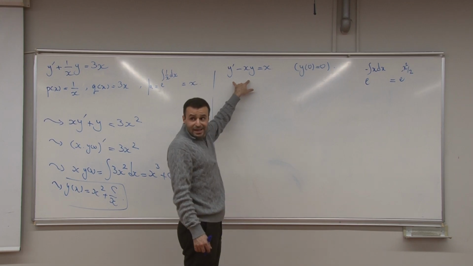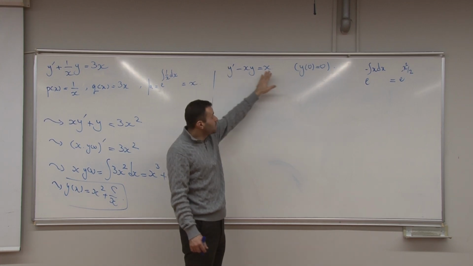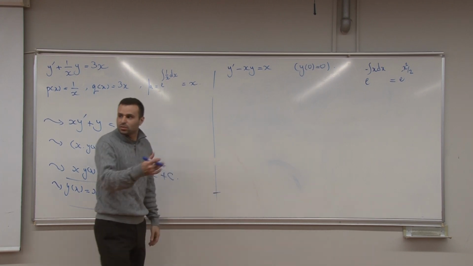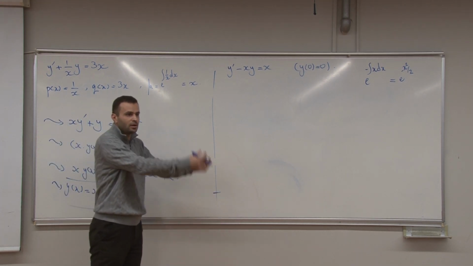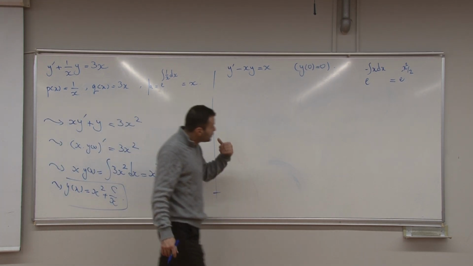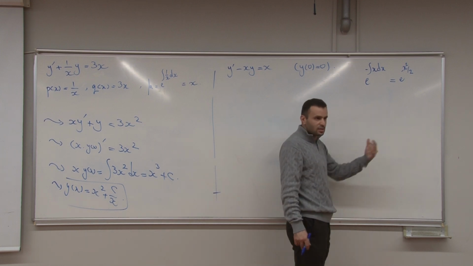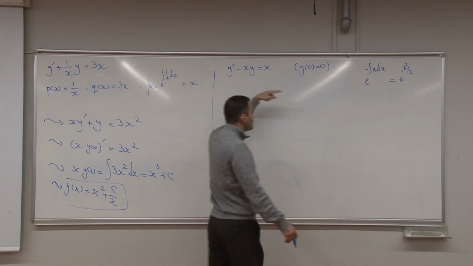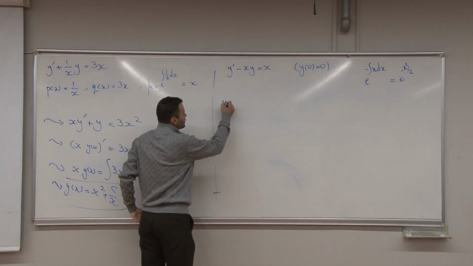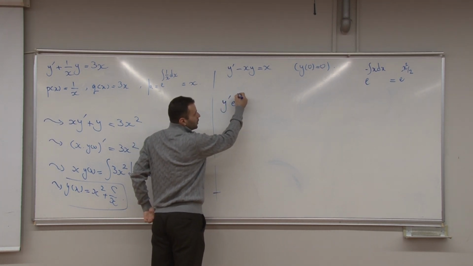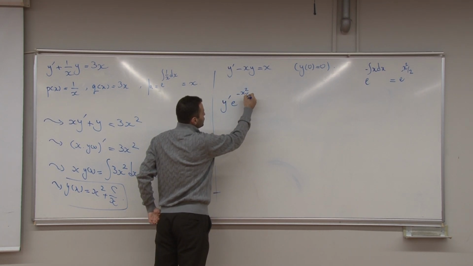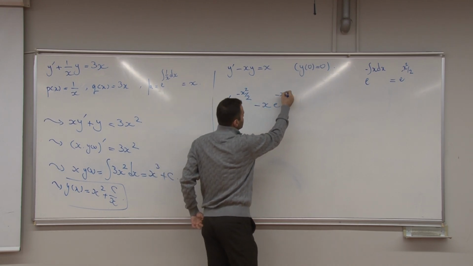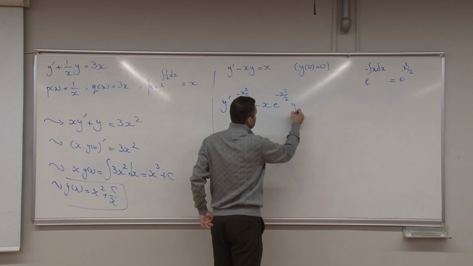But is there anything that, if I multiply this equation with that, the left-hand side is going to turn into the derivative of y times some function? We are saying actually yes. There is this kind of a function. Let's multiply this equation with that. So what do we have? y prime e to the power of minus x squared divided by 2, minus x e to the power of minus x squared divided by 2 y.